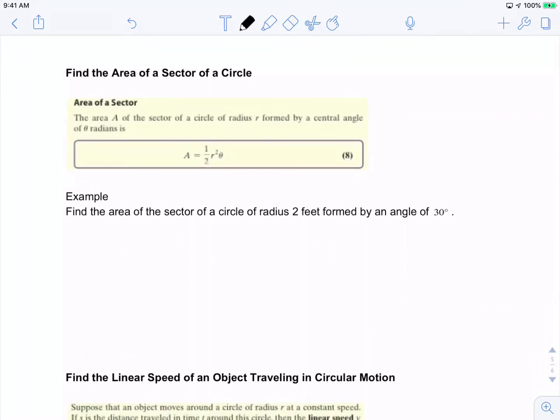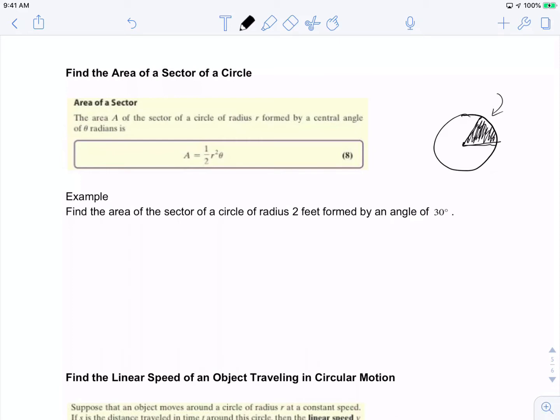To find the area of a sector, basically we're just finding what's covered, what's swept in the circle. So if I had a circle, and this is the radius covered, this piece that's shaded would be what we're looking for, and we see that as the area of the sector. So that would be the area of the sector there.